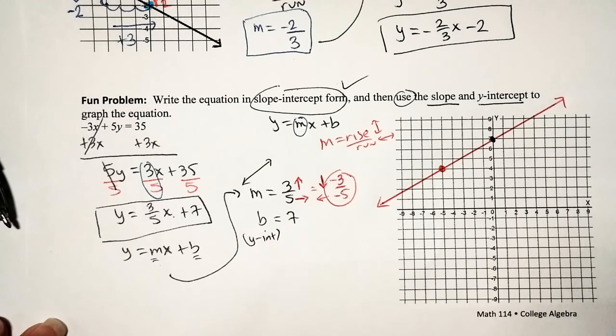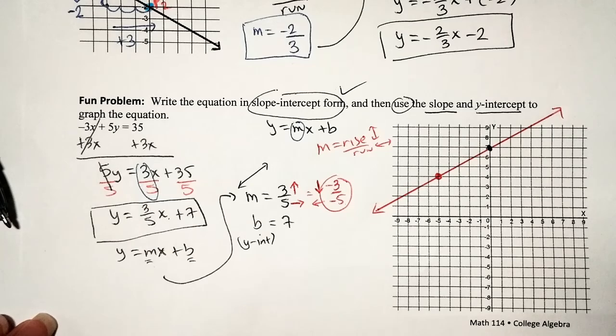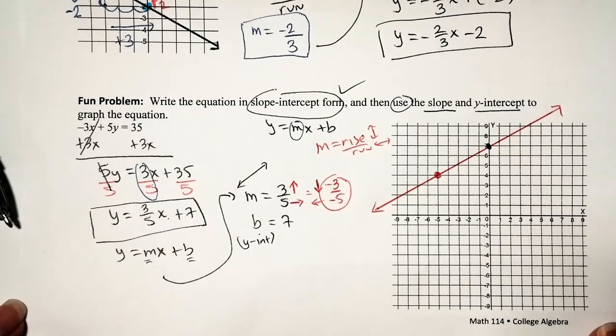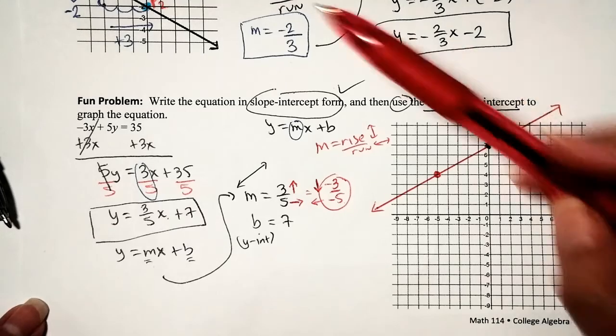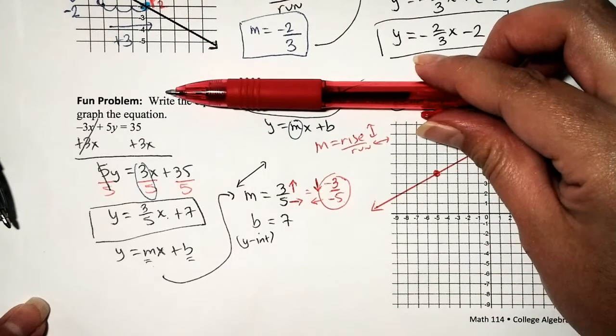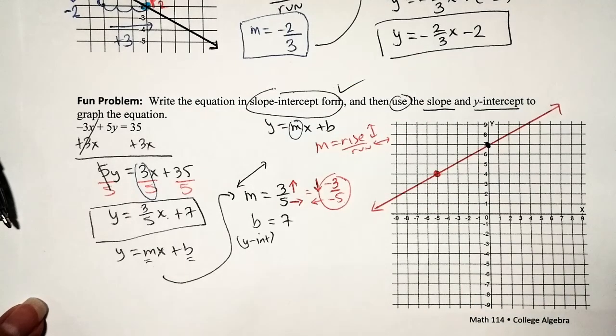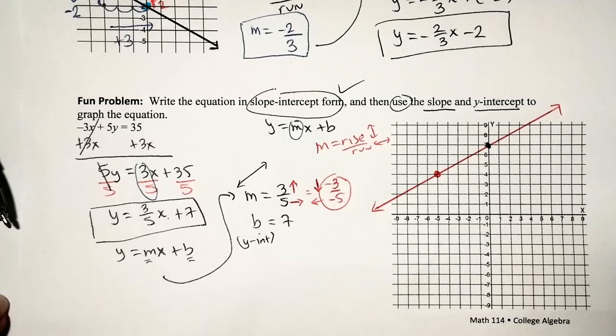Okay guys, this video concluded our third and final technique to graph the equation of a line. If the directions just say graph the equation with no other indication, then you have your choice. You can use a table of values, you can use the intercepts, or you can use the slope and y-intercept. But if the direction says use this technique or else, then guess what? You have to use that technique or else.